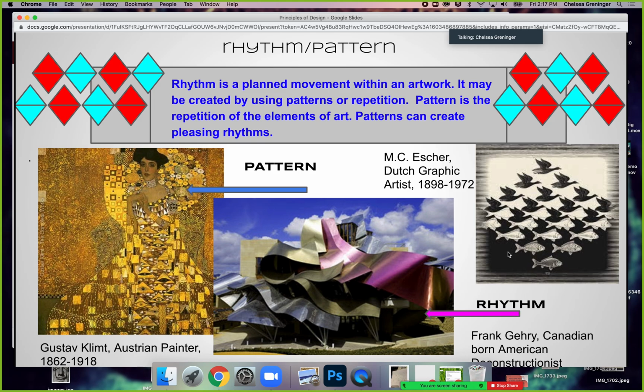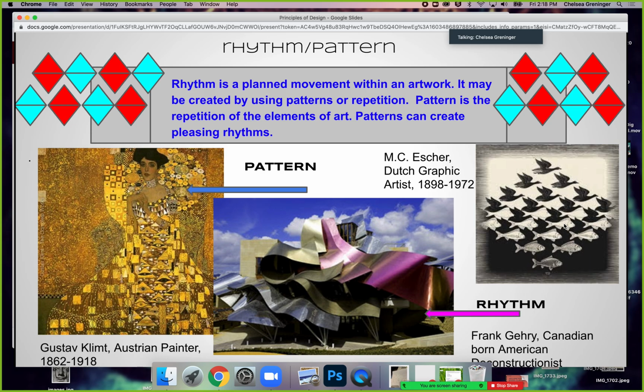So rhythm is a planned movement within an artwork. It may be created by using patterns or repetition. Pattern is the repetition of the elements of art. Patterns can create pleasing rhythms. So that is a complicated definition. But basically we're saying that when you repeat something, it creates a pattern. And when you repeat that pattern, it can create a rhythm.